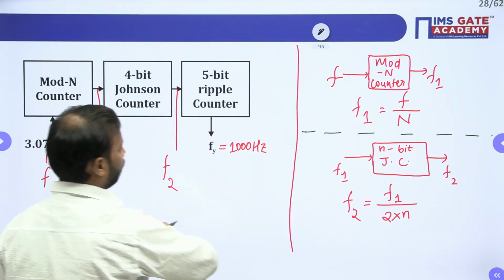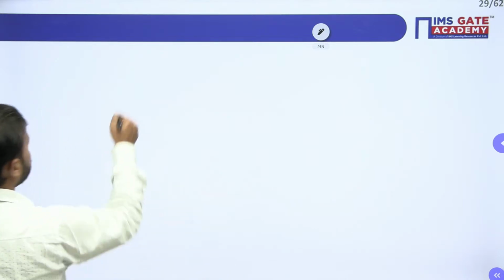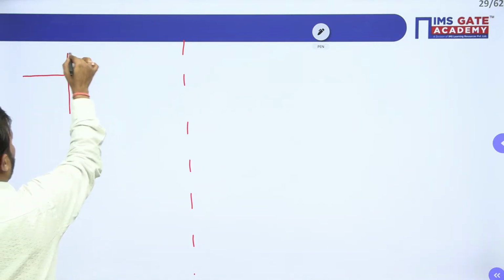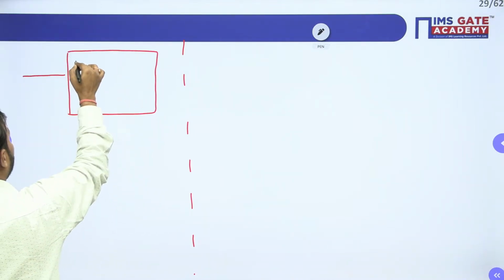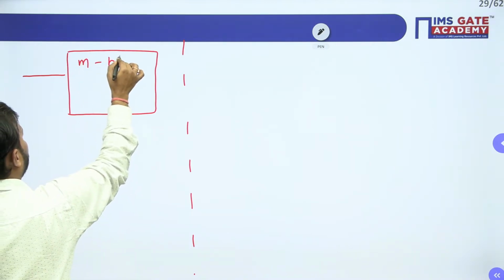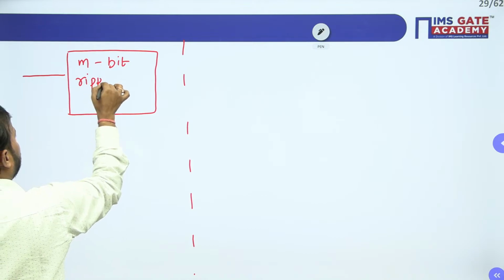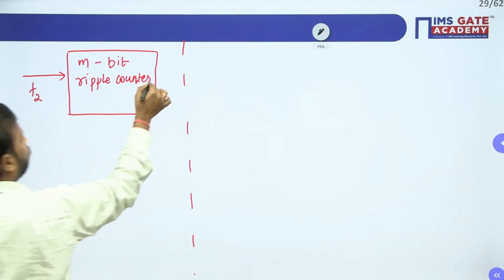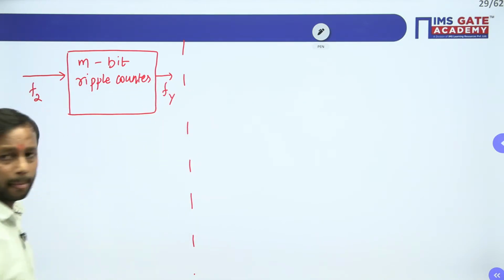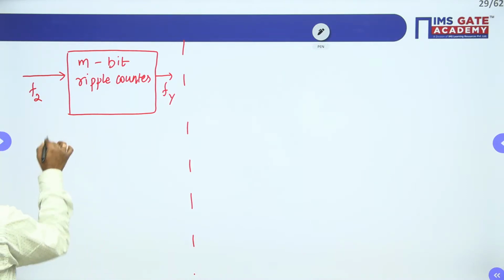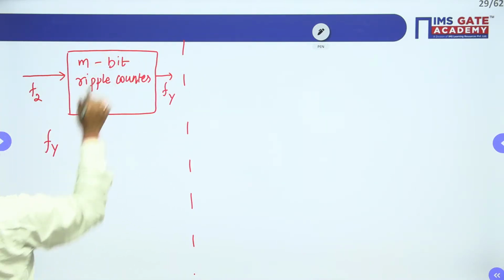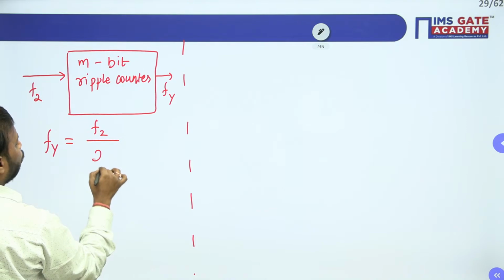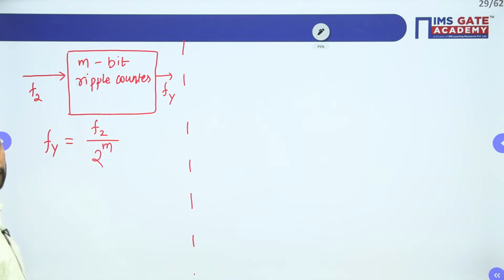Now 5-bit ripple counter. Let me generalize the thing by taking m-bit ripple counter. So here input, let us take F2 and here Fy. So your Fy output frequency of the m-bit will be equal to input frequency F2 whole divided by 2 to the power m, the number of bits that we have.